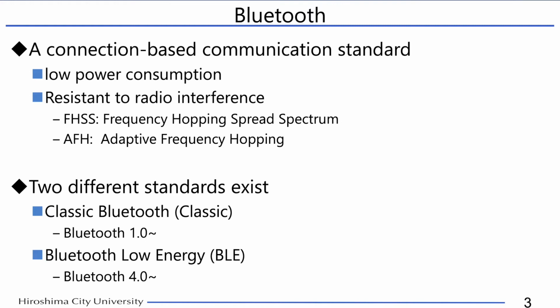Next, Bluetooth is a connection-based communication standard. Compared with other wireless communication standards such as Wi-Fi, it is characterized by low power consumption, high resilience to radio interference, and high confidentiality. In Bluetooth, two different standards exist. Classic Bluetooth is a conventional standard, in short, Classic. Bluetooth Low Energy is a standard added from Bluetooth version 4, in short, BLE.